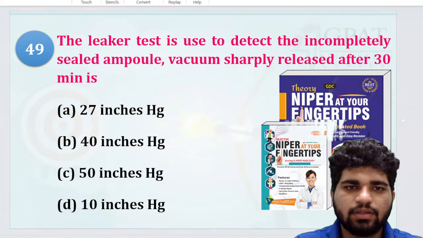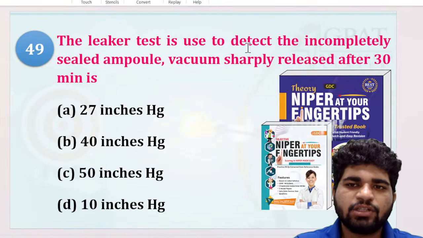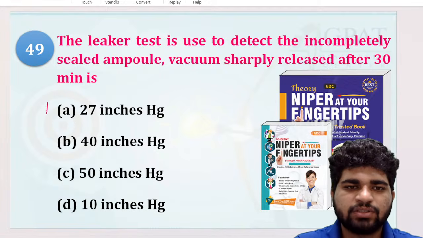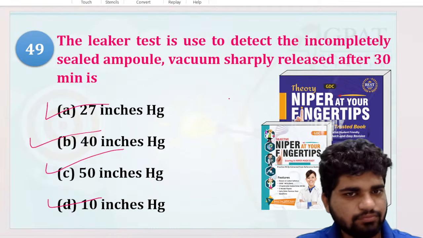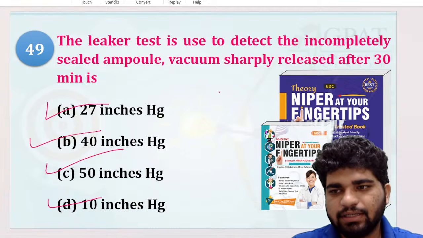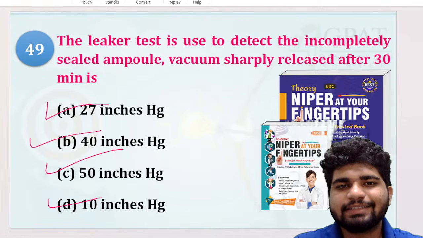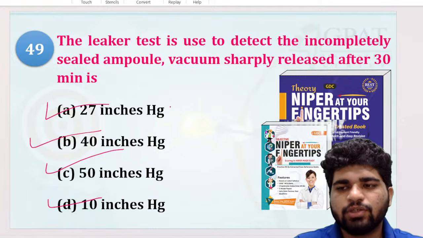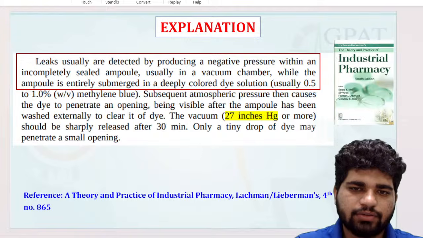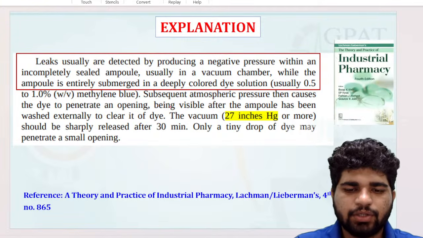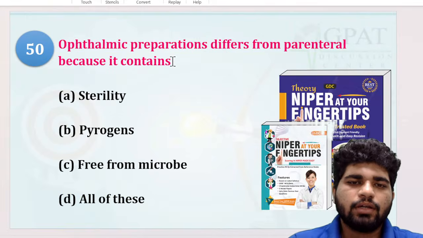Okay. The leaker test is used to detect the incompletely sealed ampule, vacuum sharply released after 30 minutes. What's that? 27 inches mercury, 40 inches mercury, 50 inches mercury, or 10 inches mercury? That is nothing but 27 inches mercury. Okay, 27 inches mercury.